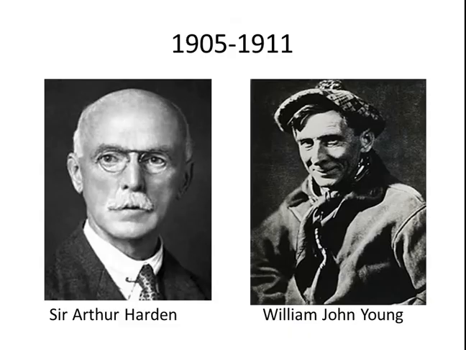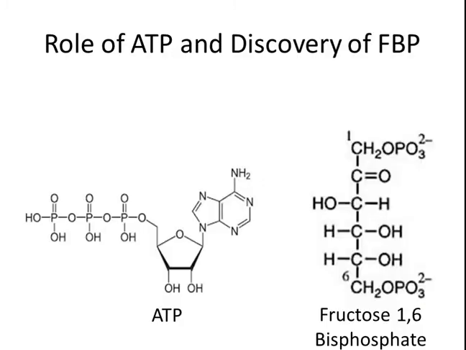In a series of experiments from 1905 to 1911, scientists Sir Arthur Harden and William John Young discovered more information about glycolysis. They discovered the regulatory effect of ATP on glucose consumption during alcohol fermentation. They also shed light on the role of one compound as a glycolysis intermediate, that is fructose 1,6-bisphosphate.